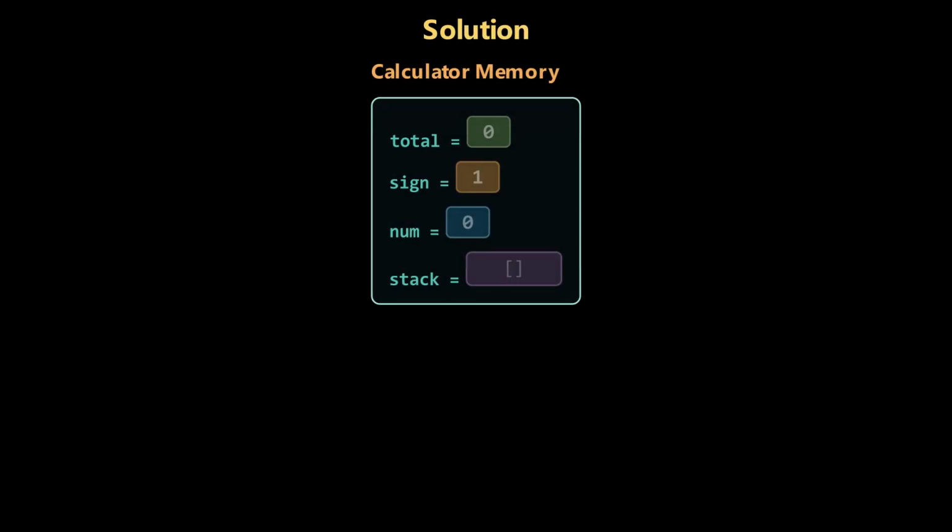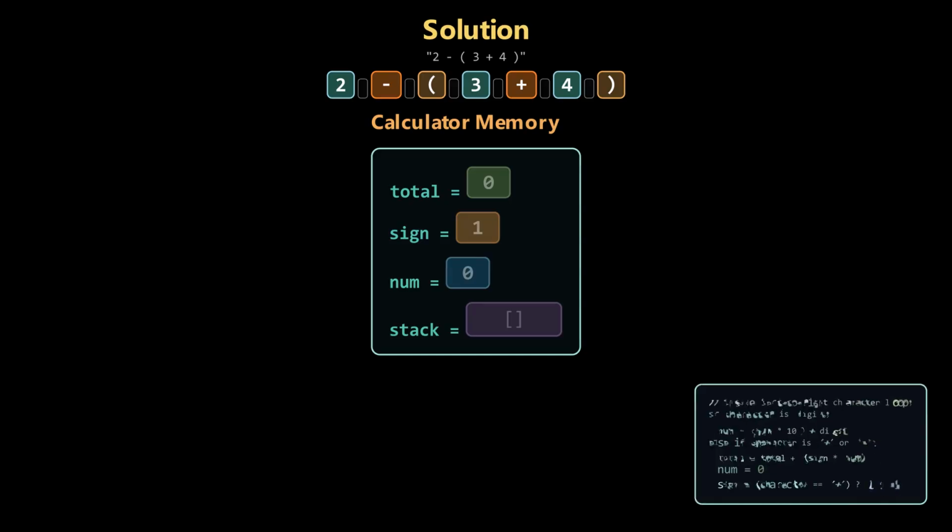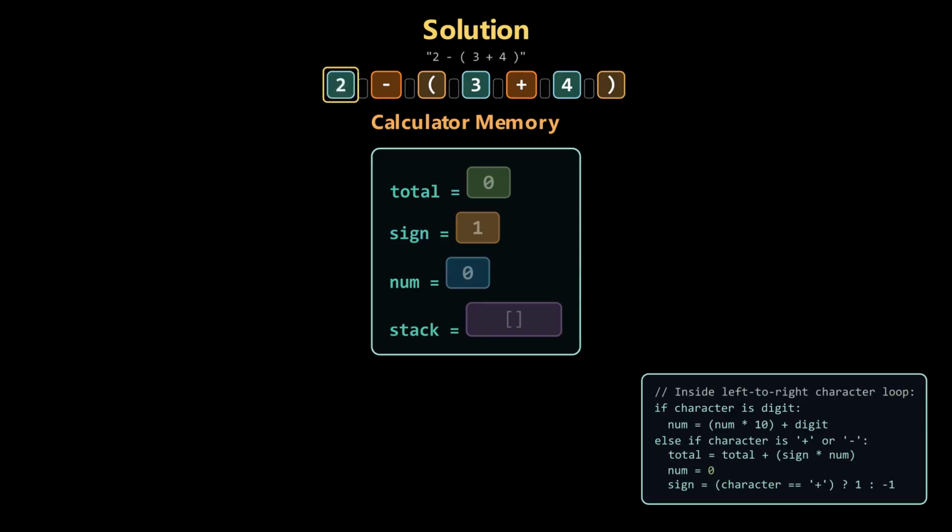To implement our calculator, we set up our memory dashboard. We need a variable for our running total, a multiplier for our active sign defaulting to +1, an integer builder for multi-digit numbers, and an empty stack to remember our context when entering brackets. As we scan left to right, we first encounter the character 2. Since it's a digit, we convert it and store it in our number variable.